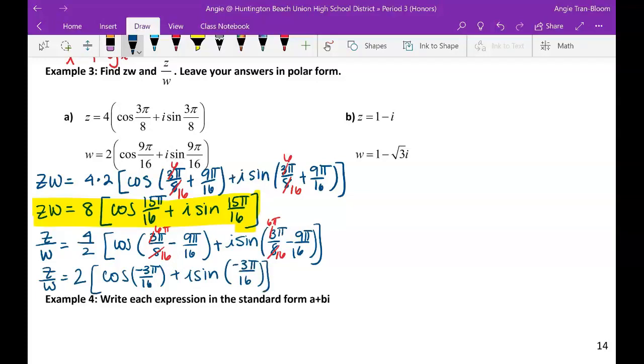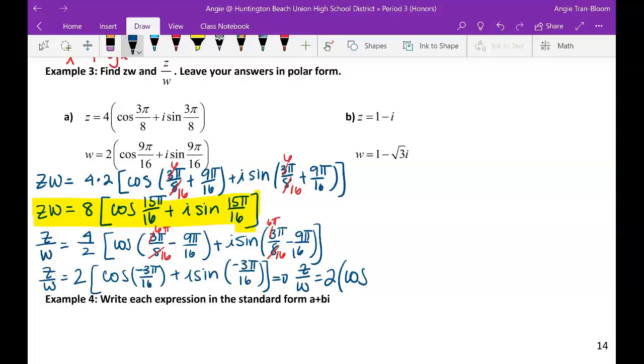Now in your book, it really doesn't like negative angles, because when we define this, it says that the radius always has to be positive and theta always has to be from 0 to 2 pi, or 0 to 360, depending on if you're in degrees or not. So what we need to do is convert negative 3 pi over 16 into a positive angle. So the final answer is z divided by w equals 2 times cosine of... Now how do I convert negative 3 pi over 16 to a positive angle?